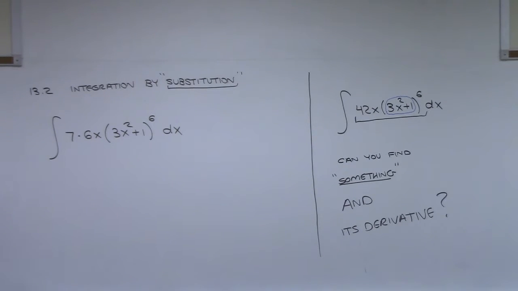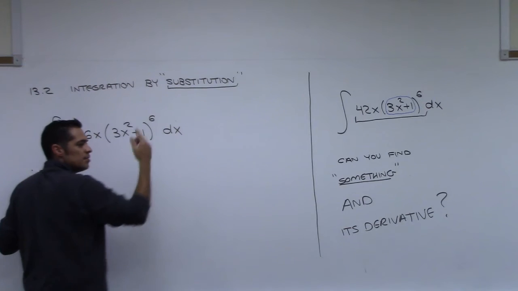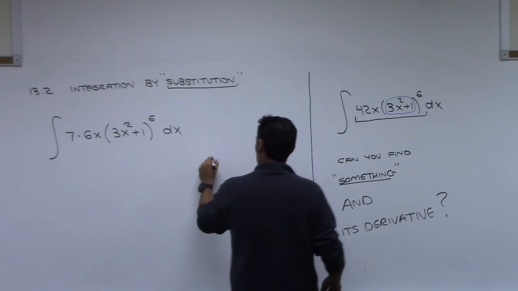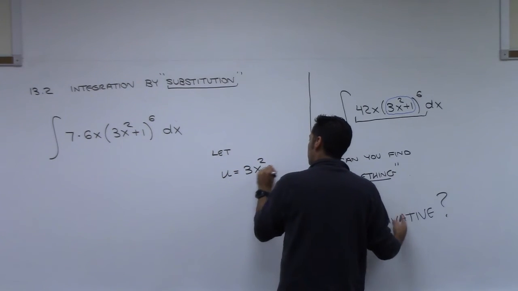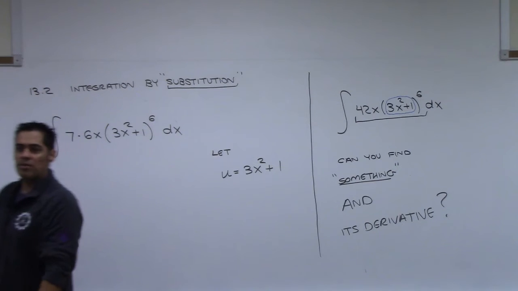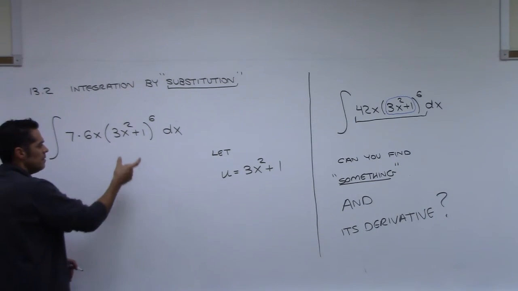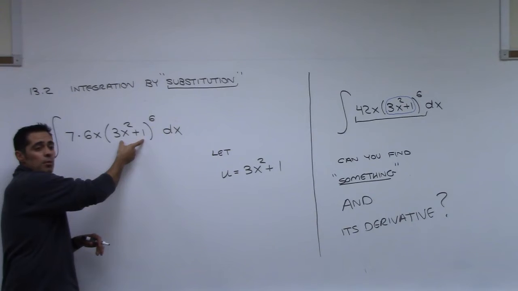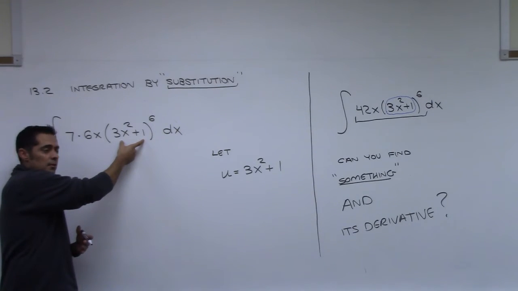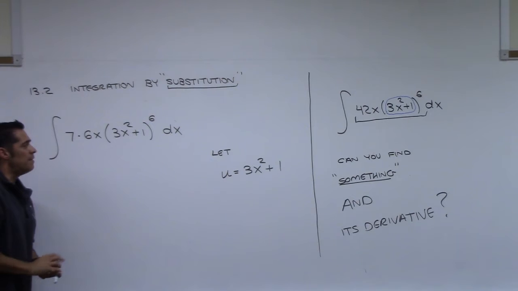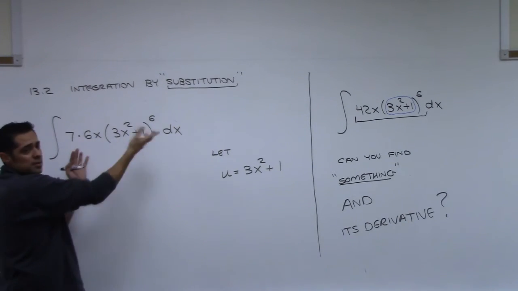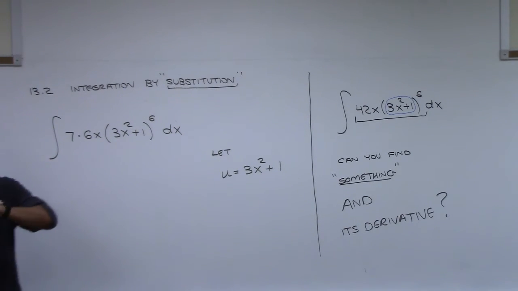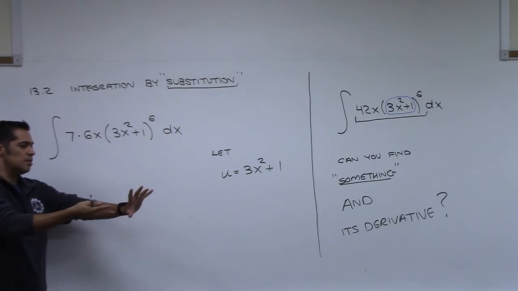So here's what we're going to do. We're going to make a substitution. Let u be equal to that something that I identified. So I'm going to replace this thing right here with u. Is that okay with you? Now, if I replace this with u, then this is going to say u to the 6th. But then I'm going to have x's and u's mixed together. I'm trying to get everything switched over from x's to u's.